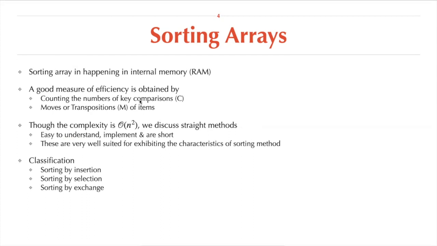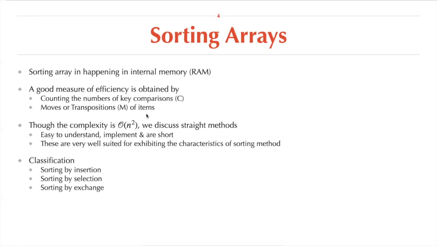So how do we measure which one is good or which one is bad? Mainly, a good measure of efficiency is obtained by counting the number of key comparisons, denoted by C, and moves or transpositions of the items, denoted by M. What does it mean? If you have an unsorted array, to sort that array you have to do some comparisons of the elements, then you have to move some elements.